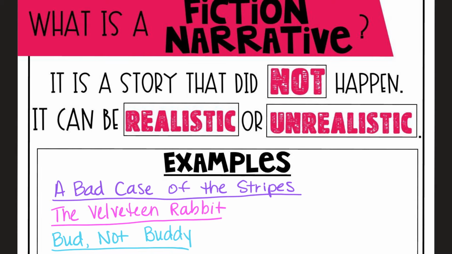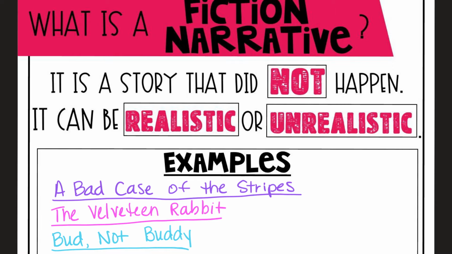Okay, so what is a fiction narrative? It is a story that did not happen. It didn't happen really. It can be realistic or unrealistic. So it means it's something that could really happen, but it didn't really happen. Or unrealistic is like something that could totally never happen, like the cow that talked.